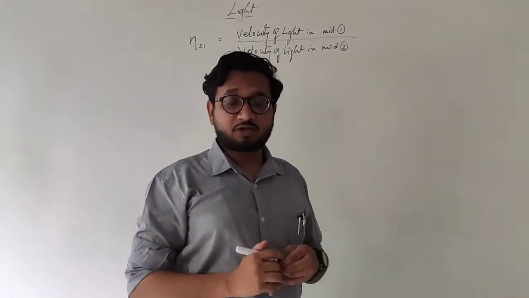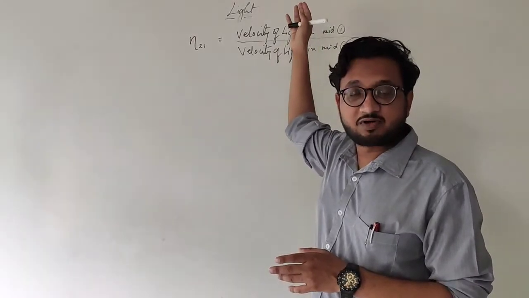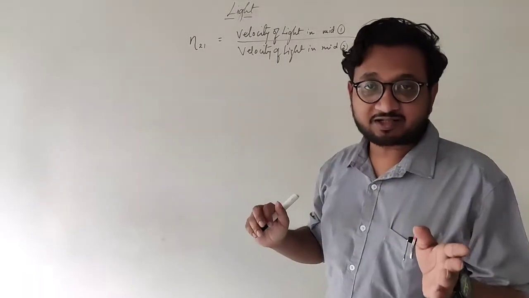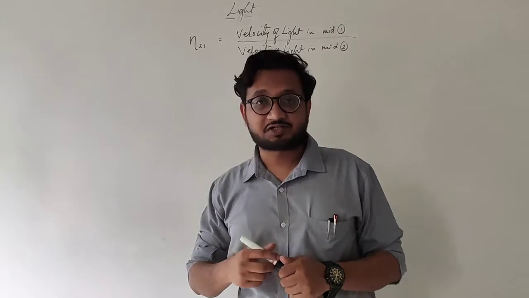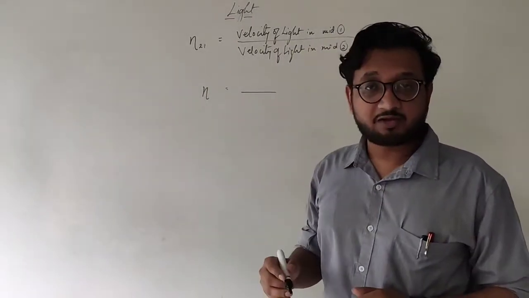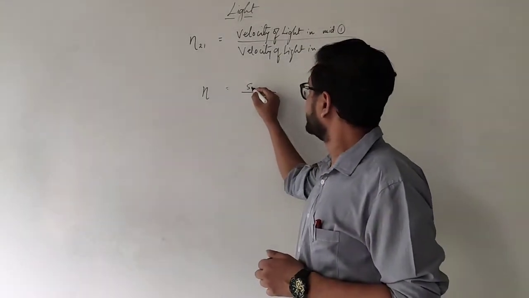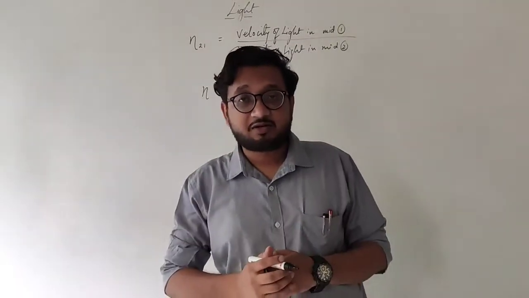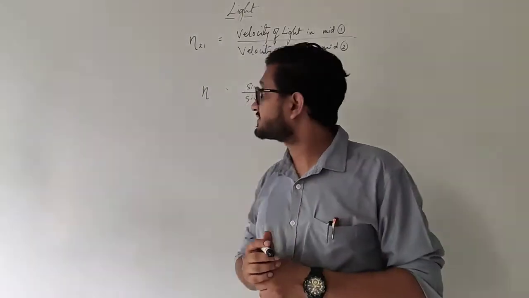When we put the values of the velocities of light in this formula, the first medium's velocity is written on top, and the second medium, for which we have to find the refractive index, has its velocity in the denominator. Then we find the ratio. This ratio will be constant, which means that whenever we find the value of sin i upon sin r, if you remember Snell's law, this constant will remain the same for different values of angle of incidence and angle of refraction.